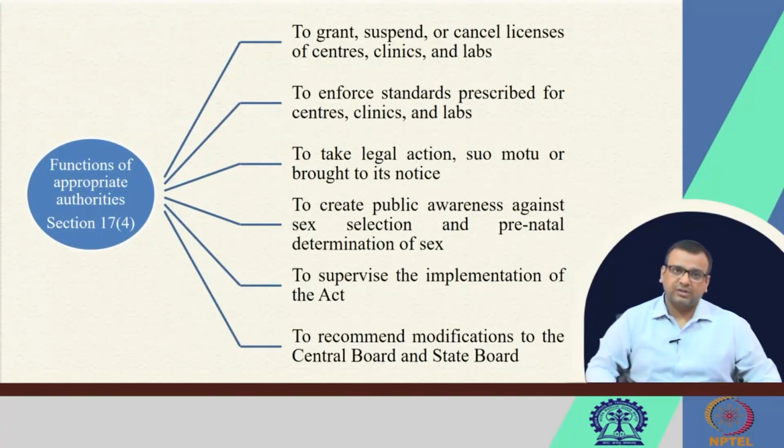So, what are the functions of this appropriate authority which comes under section 17 of the act? To grant, suspend or cancel licenses of centers, clinics and laboratories, to enforce standards prescribed for centers, clinics and labs, to take legal action suo motu or when brought to its notice, to create public awareness against sex determination, sex selection and prenatal determination of sex, to supervise the implementation of the act, to recommend modification to the central board as well as the state supervisory board. So, these are the functions of appropriate authorities.